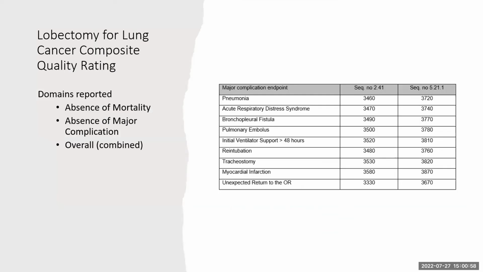Before we get into the actual details of the report, I just wanted to go over the 3 reported domains in our composite, which are absence of mortality, absence of major complication, and overall, which is the combined morbidity and mortality. On the right-hand side, you can see the list of the major complication endpoints that we use. I want to make a couple of notes about this. Reintubation is listed here, but the element is actually called respiratory failure. It's been that for a few versions now. This is where we capture reintubation, but that is not its current name.